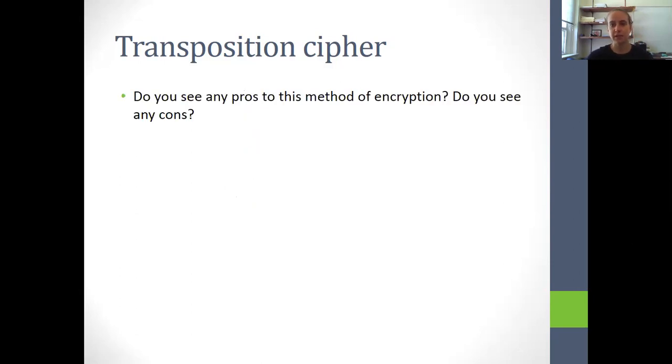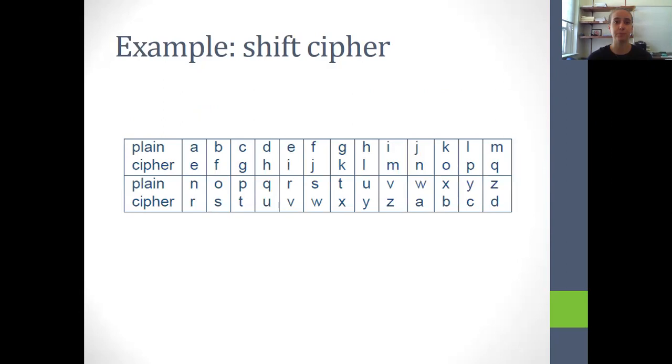So just a couple things for you to think about. Do you see any pros of this method of encryption, and do you see any cons? So what's kind of good about this method, and what might be the downside to using this method to communicate? And remember, you're communicating via a public channel, so how hard might it be for somebody to determine what the secret message is that you're trying to send?